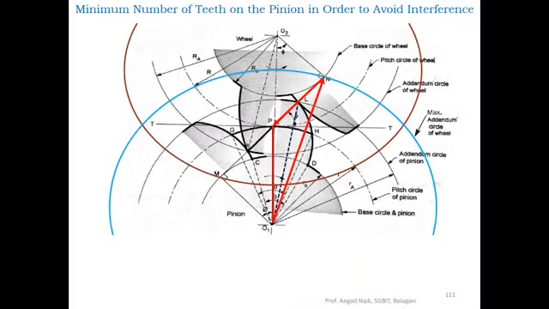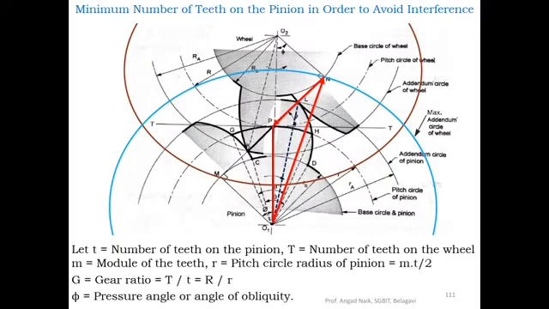Let's denote each element of the figure. Let small t be the number of teeth on the pinion. Let capital T be the number of teeth on the wheel. Let small m be the module of the teeth. Let small r be the pitch circle radius of the pinion, which is given by m, the module, into t, the number of teeth on the pinion, divided by 2. G is the gear ratio given by capital T by small t, which is nothing but capital R by small r. Phi is the pressure angle or angle of obliquity.